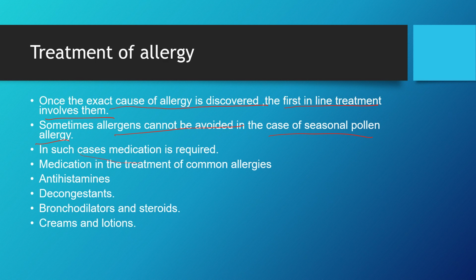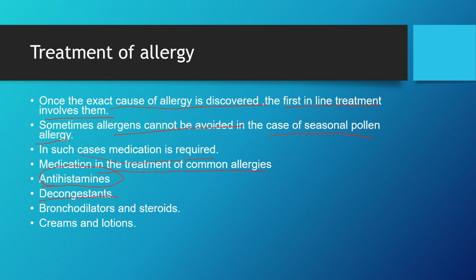In such cases, medication is required. If the seasonal pollen allergy is bothering you, they will give you some inhalers, some anti-allergic drugs which can prevent this continuous runny nose, sneezing and all, right? So medication in the treatment of common allergies are antihistamines. I have told you in the previous classes also, antihistamines are drugs which prevent the cells which are producing histamines from producing histamines. So these are antihistamines. The production of histamines is either stopped or reduced.